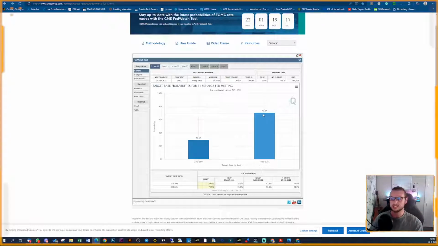hike as much as needed, as long as needed, to bring inflation down. And inflation is still at 8.5%, so they're gonna have to do a lot of hiking and a lot of tightening to bring down inflation. Basically, they need to kill demand, right? They need to have control over people's spending, and they can only do that by hiking interest rates, making borrowing more expensive, making saving your money at the bank more worth it, right?